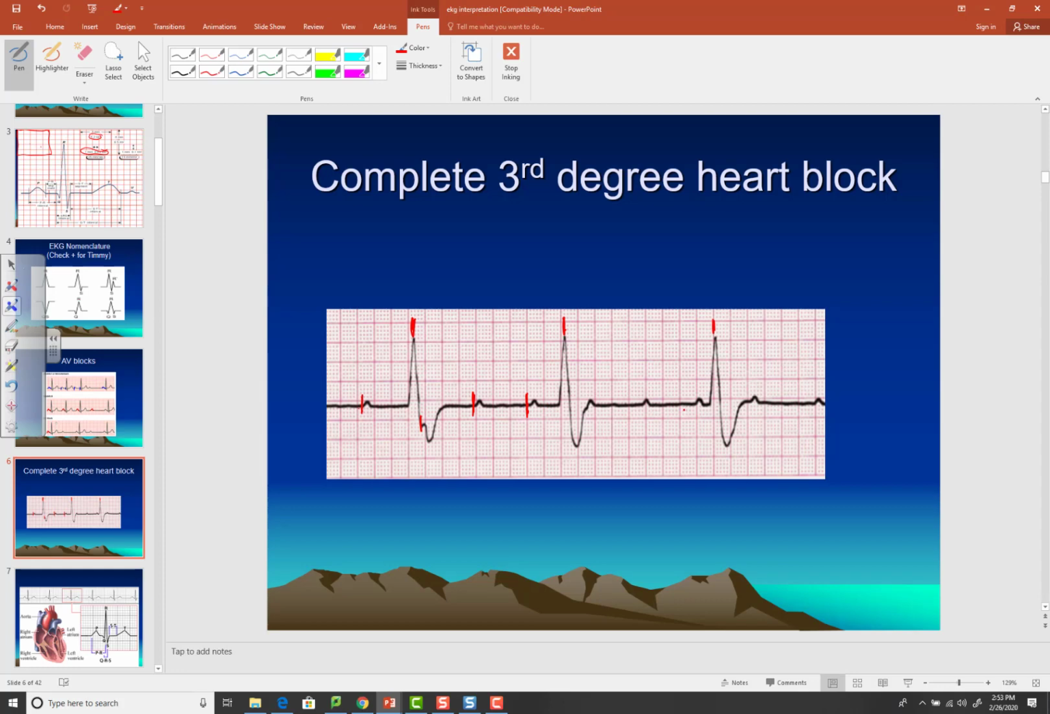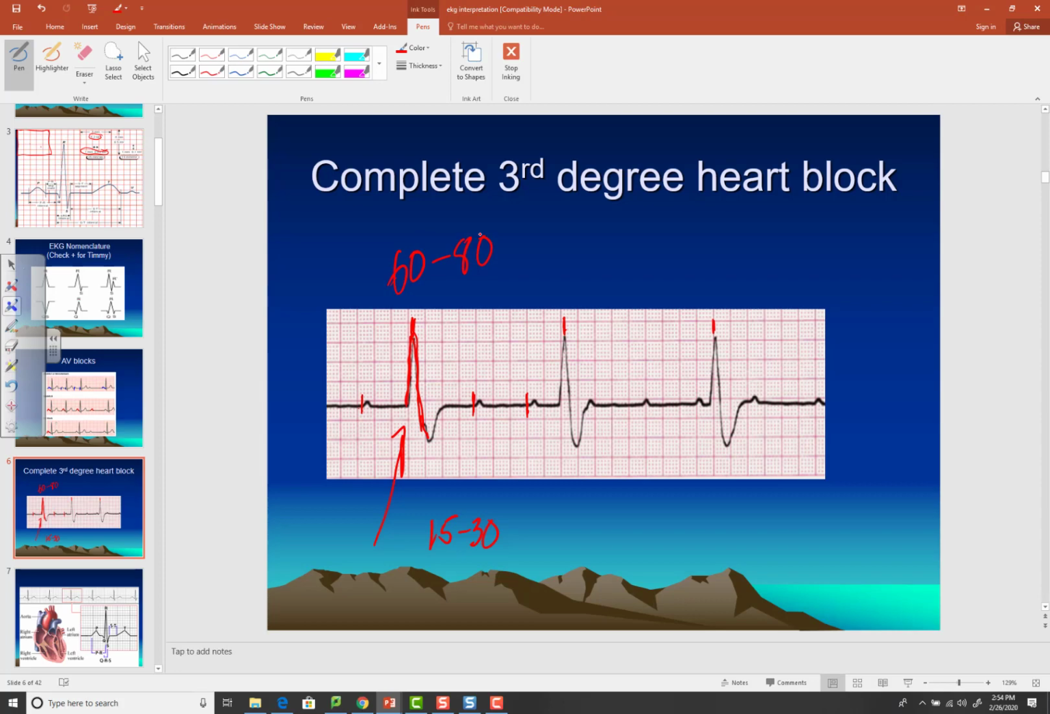So the atria are conducting impulses on their own, and the ventricles are conducting impulses on their own. And there's no connection between the atria and the ventricles. And again, because the Purkinje fibers are the pacemaker for the ventricles, and because it's going through kind of a goofy pathway, the QRS complex is wider. So the heart rate is going to be anywhere from 15 to 30 for the ventricles, and it may be 60 to 80 for the atria. So that's how you determine third degree heart block.